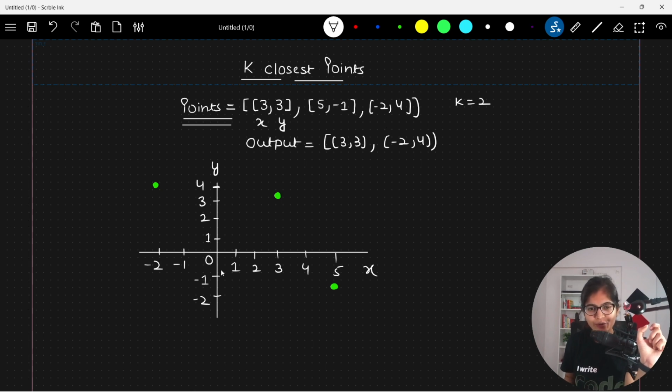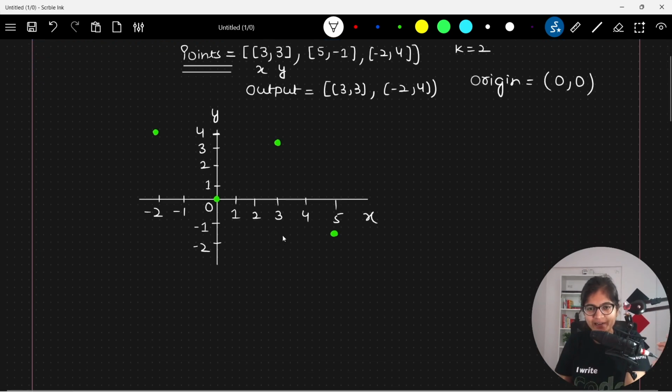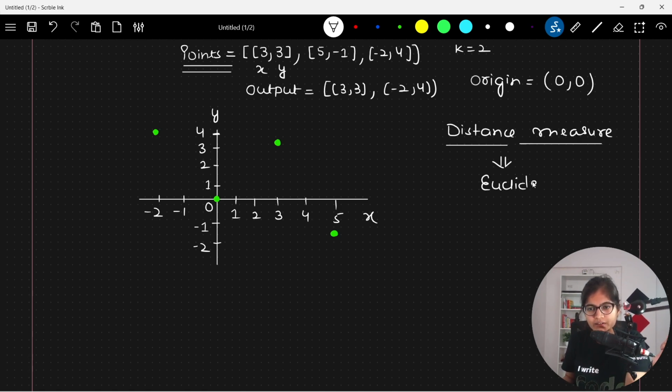Now, here if you try to observe, what is origin? Origin, as we all know, is nothing but (0, 0). This is the point which I can say is the origin, right? Now, they have clearly specified that you can take a distance measure equal to Euclidean distance. I hope everyone knows what the Euclidean distance is. Those who are not aware, let me tell you. They are saying that you can take Euclidean distance as the distance measure.